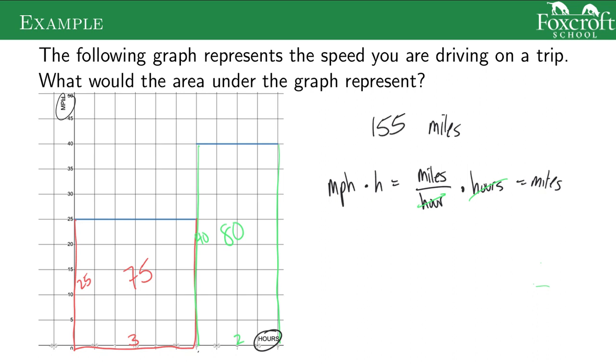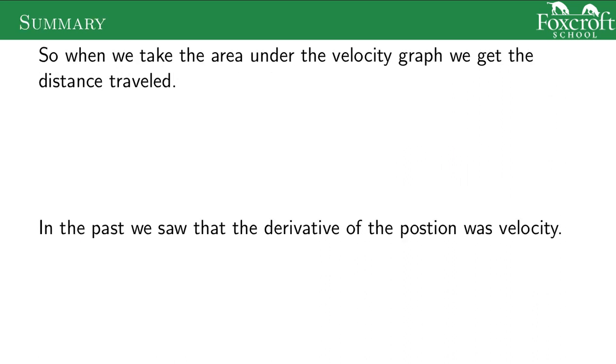And what do we think that represents? That's going to represent the distance that I traveled while I was driving. So I have my velocity graph, in a way, my speed. I find the area under it, and I get the distance I traveled. So we take the area under the velocity graph, and we get the distance traveled.